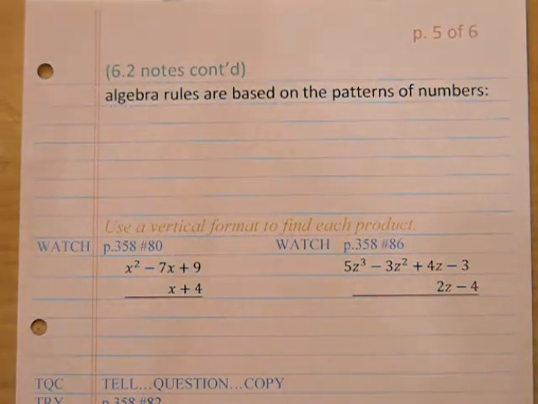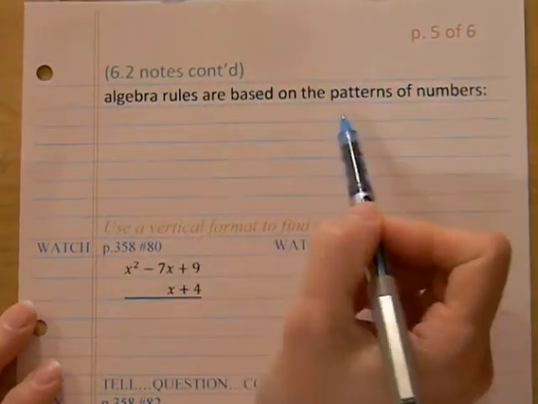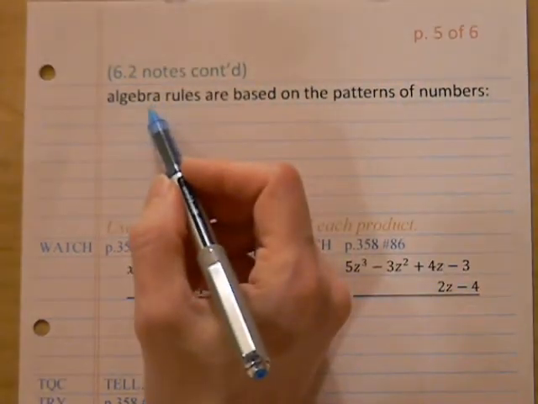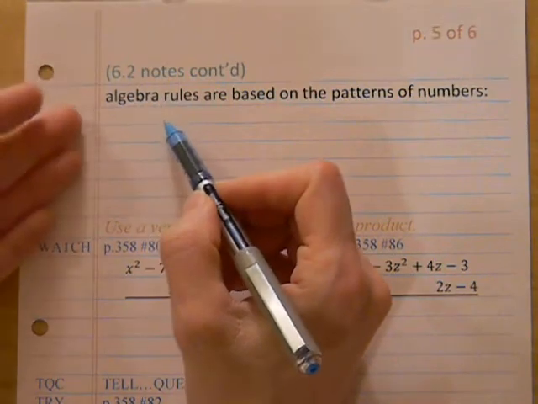In fact, here we are at 6.2, the top of page 5, and we are going to look at that, potentially lining them up in a vertical format. So we mentioned this earlier, the algebra rules are based on the patterns of numbers. If it works with numbers, it works with algebra. If it works with algebra, it works with numbers. That's where the algebra rules come from.